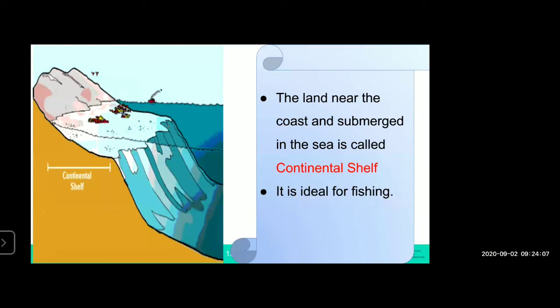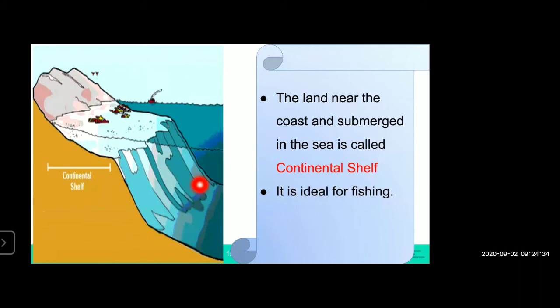the continental shelf. You can see over here in this picture, this part is called the continental shelf. The land near the coast and submerged in the sea is called the continental shelf. Remember students, the land near the coast and submerged in the sea is called the continental shelf.